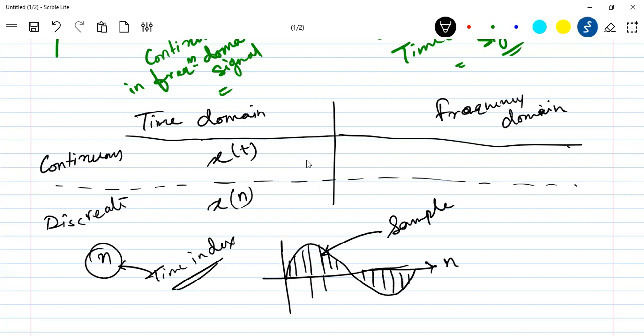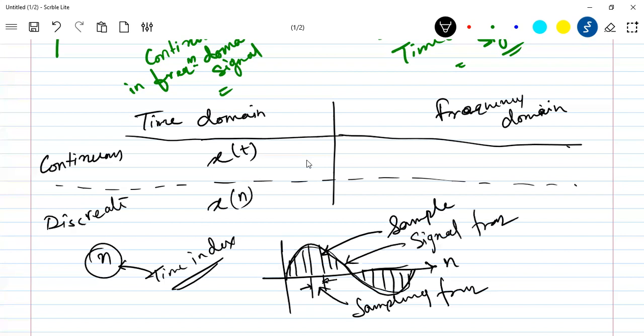And another part is there. The spacing in between two samples, we call the sampling frequency. And what about this curve? This part is basically the signal, and this is the signal frequency, isn't it? So you are familiar with this graph also.